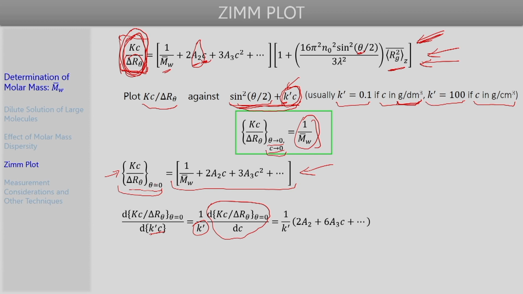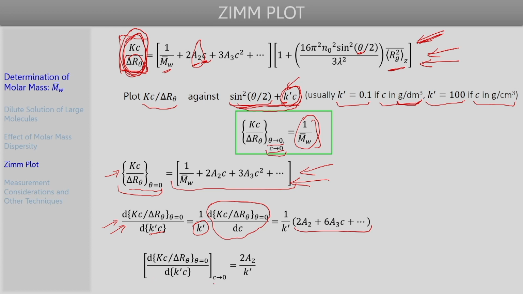And since the equation for Kc over delta R theta at theta equal to 0 is this, it can be differentiated with respect to c to obtain this quantity. Now we have this derivative. Now let us consider the case when concentration tends to 0. So what happens to the value of this derivative when concentration tends to 0?